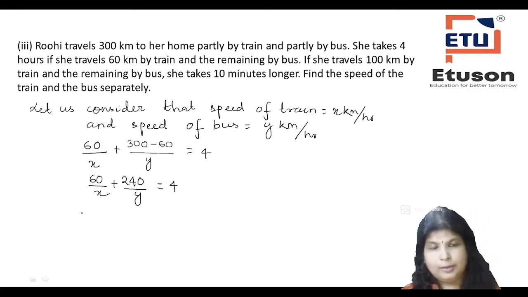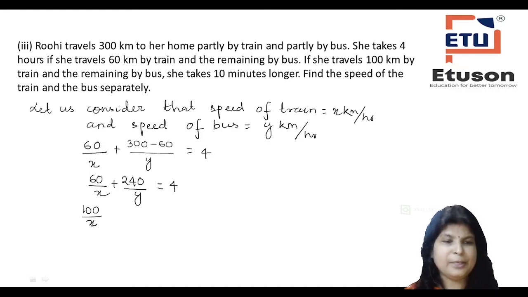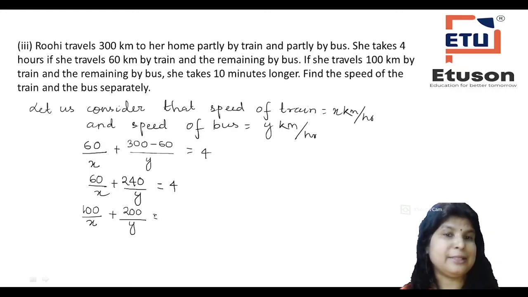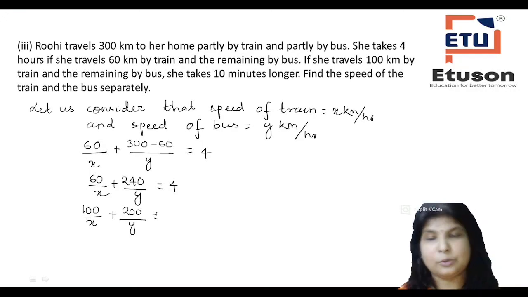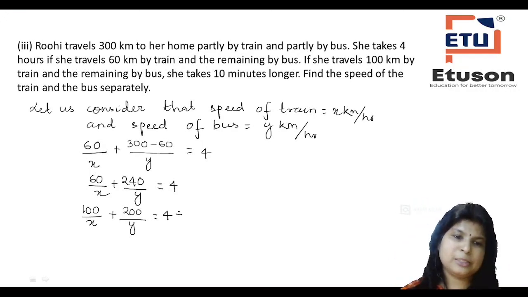So now the distance traveled by her by train is 100. So time taken will be 100 by x. What about the remaining distance now? Now 300 minus 100, it is 200 divided by y. What is the time taken now? It is 10 minutes more than what she was taking previously. How much she was taking previously? It was 4. So 10 minutes more than that.